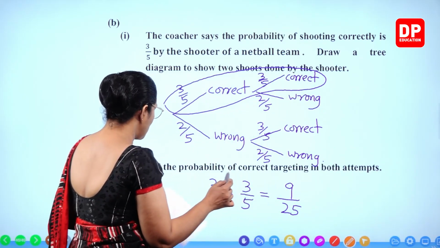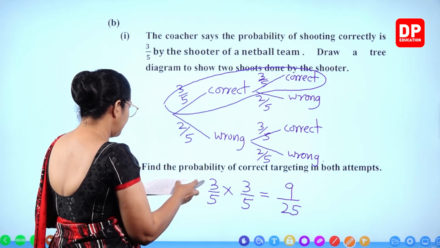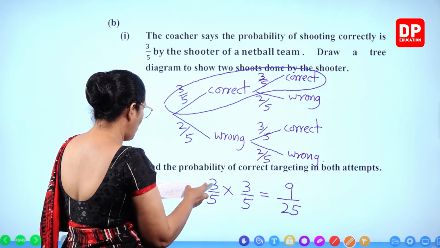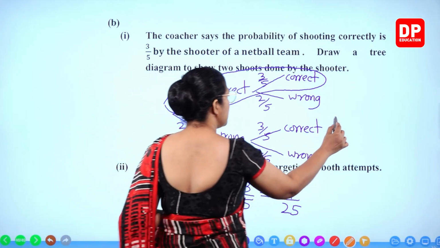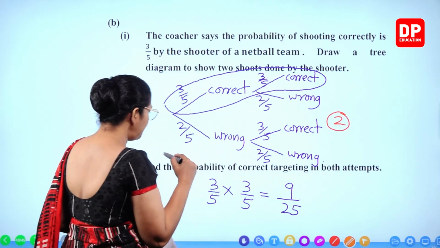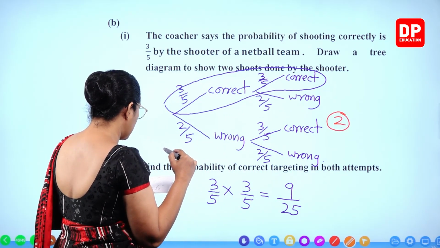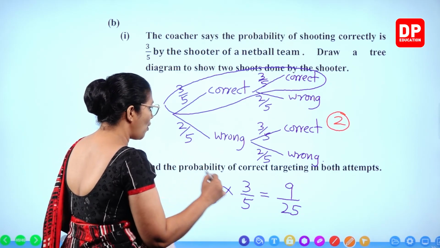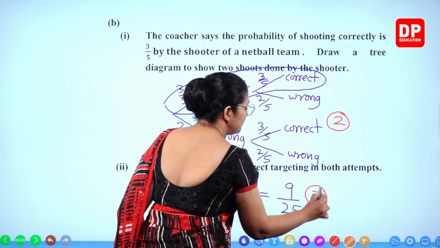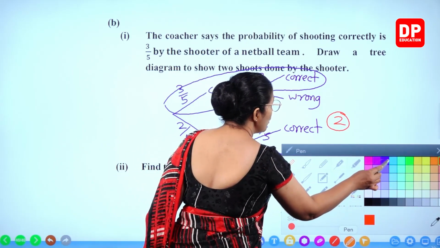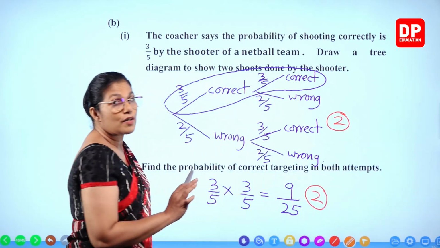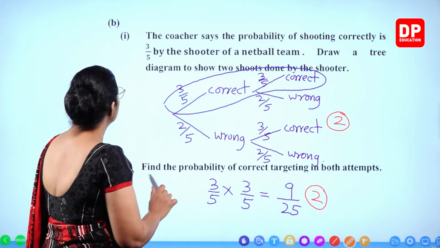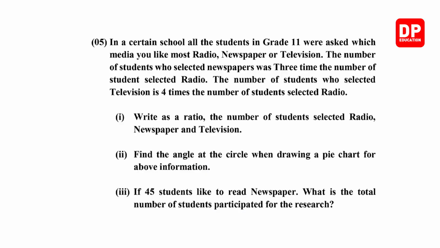So how many marks for that part? You are getting 2 marks for completing this diagram and 2 marks for finding the probability. So altogether we gave 10 marks for that question as well. So let's do question number 5.